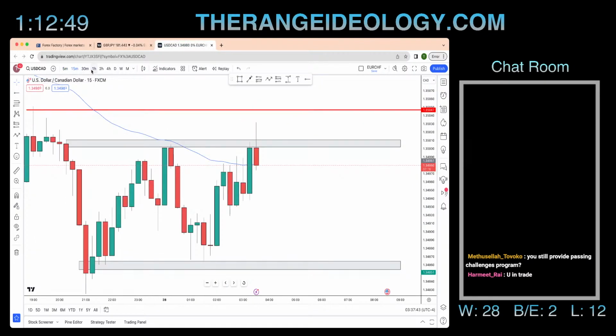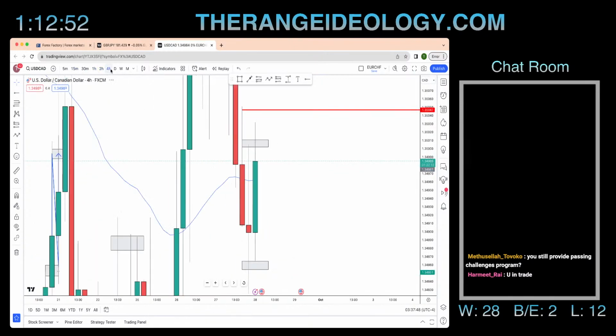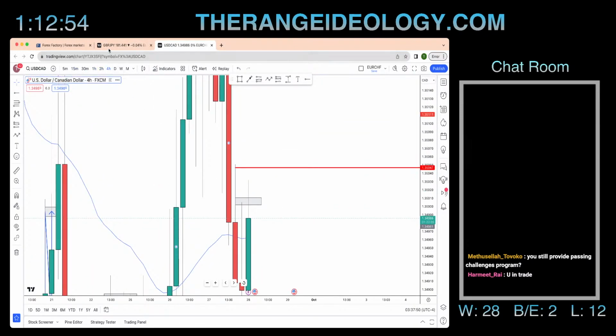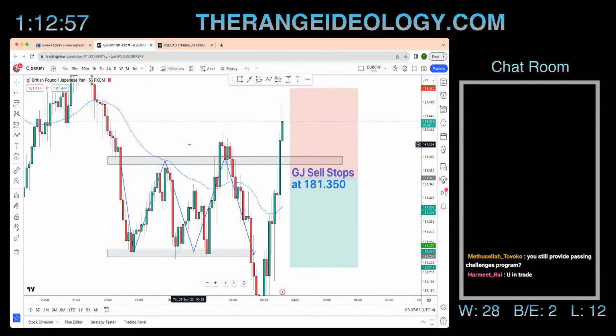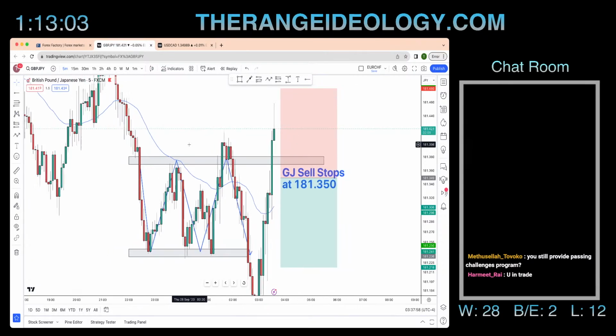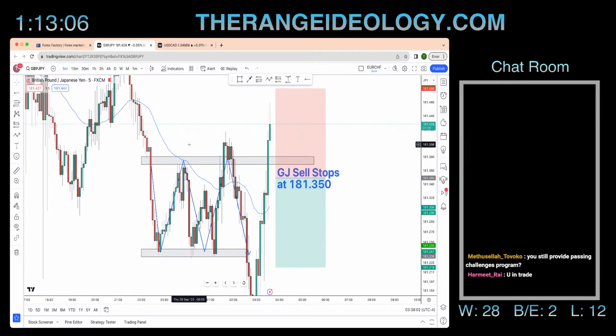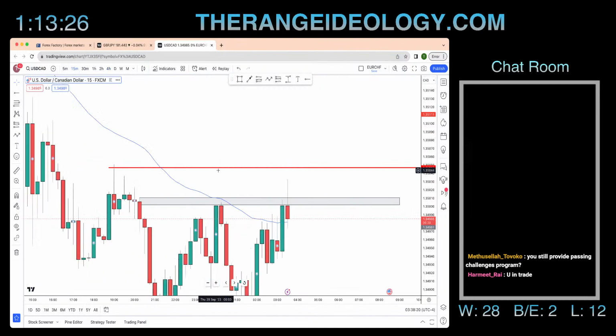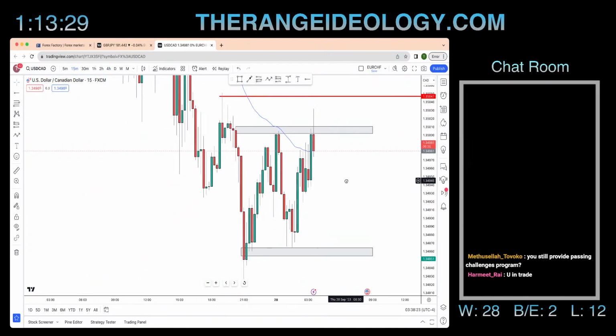Now I'm anticipating actually USD CAD to continue to move up here. I'm looking at USD CAD to continue to move up and GJ to come back down here. Okay, there comes GJ. All right, let's see. Still got 2 minutes left to close off the 5-minute candle. And USD CAD here. Let's see here.